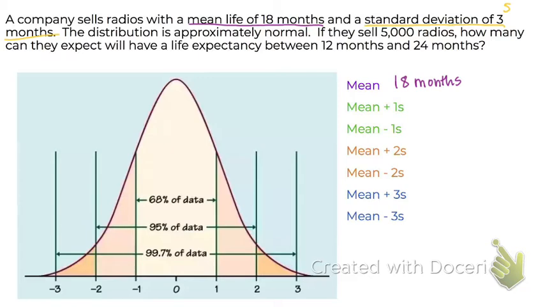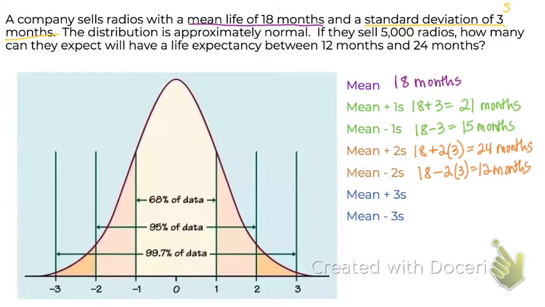So we're going to take the mean and add 1S and subtract 1S, 1 standard deviation. Now let's take the mean and add 2 standard deviations and subtract 2 standard deviations. And lastly, we're going to take the mean and add 3 standard deviations and subtract 3 standard deviations. Now let's take these key data points and label our normal distribution graph.